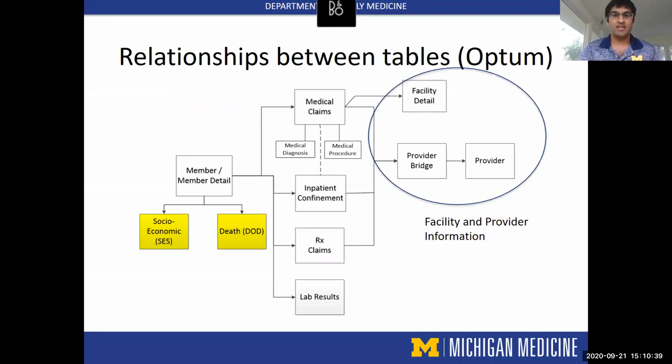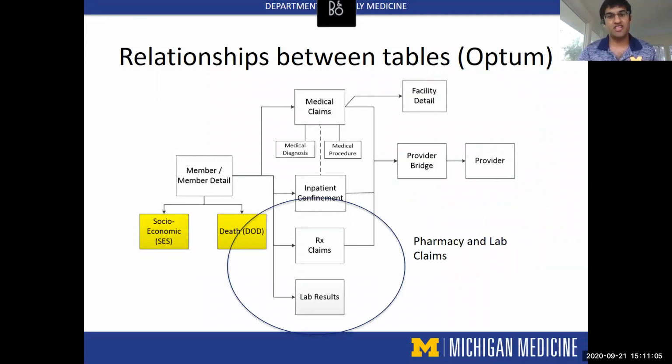In addition, all of these claims databases have facility and provider information. So for instance, if you wanted to know if there was a mental health provider or a psychiatrist, or was a nurse practitioner even performing these services, you may get some kind of provider identification of the type or their specialty. In addition, there's pharmacy and lab claims. This varies by data provider. All of these vendors include pharmacy claims, and a subset of them, Optum is an example, includes lab claims as well.